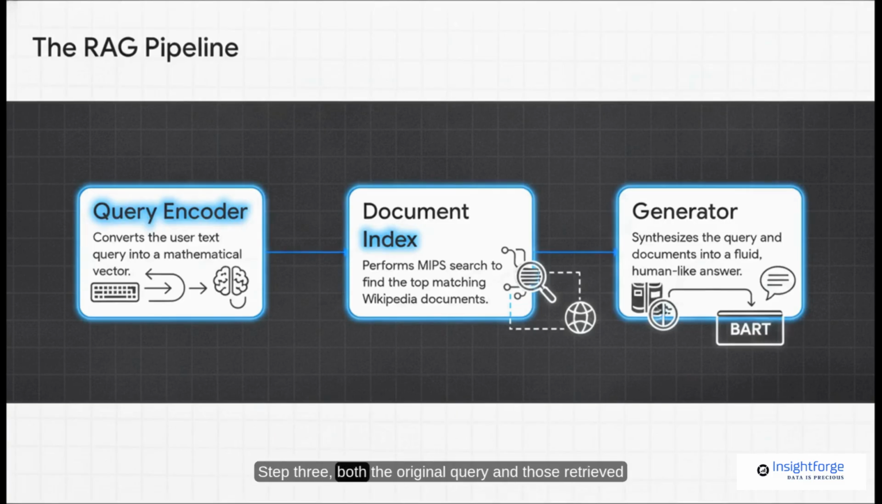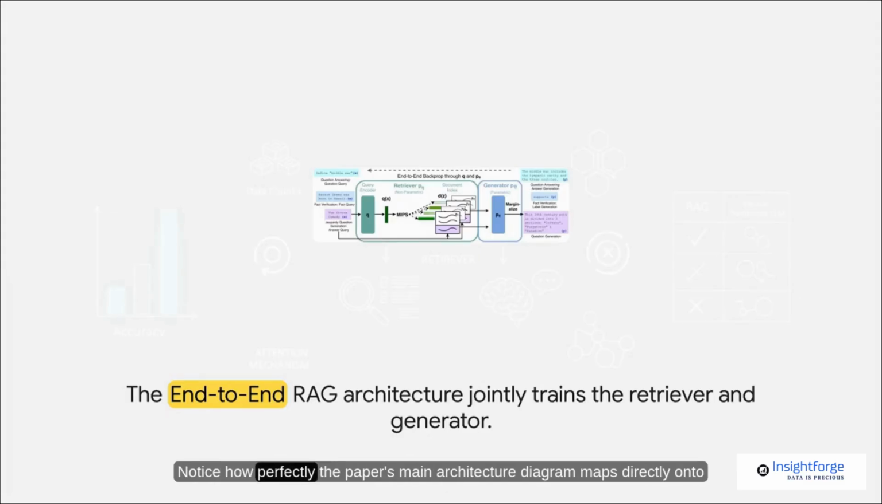Step 3. Both the original query and those retrieved documents are fed directly into the generator. In this case, that's a pre-trained language model called BART, which synthesizes all that raw information into a fluid, human-like answer. Notice how perfectly the paper's main architecture diagram maps directly onto our open book exam room analogy.